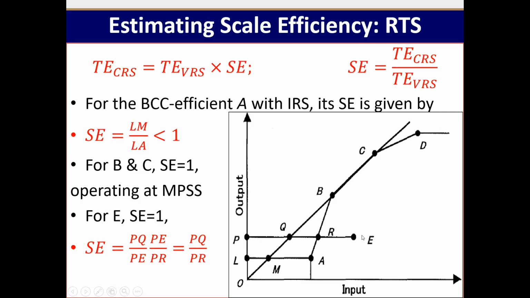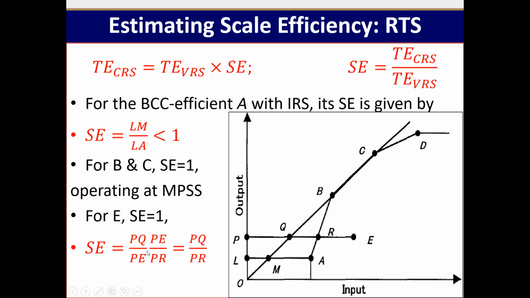PQ divided by P. Remember, I'm looking at the constant returns to scale line. And then for variable returns to scale, if you are calculating the variable returns technical efficiency for E, it is going to be PR over PE. So the first one is PQ over PE, and then you have PR over PE.